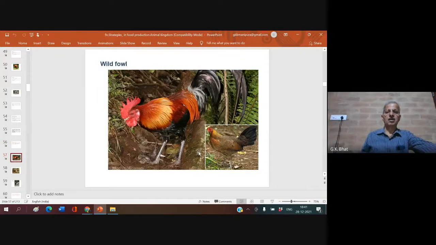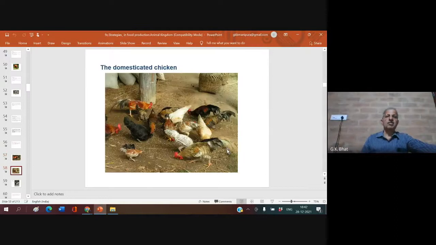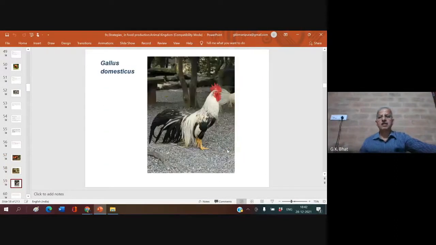See here, you can see, who is this? Cock. And this is a hen. Hen. Husband and wife. Okay? Now, this is domesticated chicken. Right? Now, Gallus domesticus.